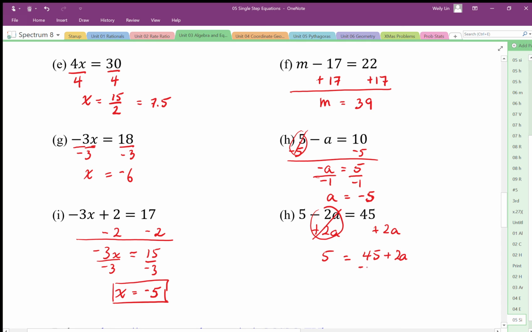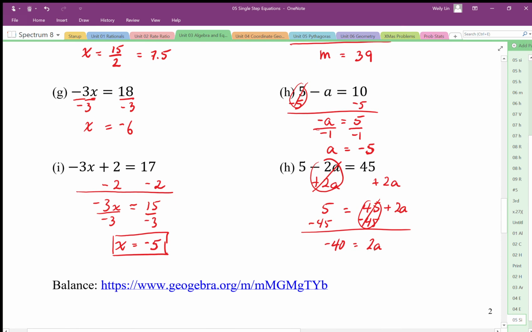I can now get rid of the 45. Okay, there's my zero pair. So I end up with negative 40 is equal to 2a. Divide by 2. Divide by 2. A is equal to negative 20. Okay, so there's my solution.